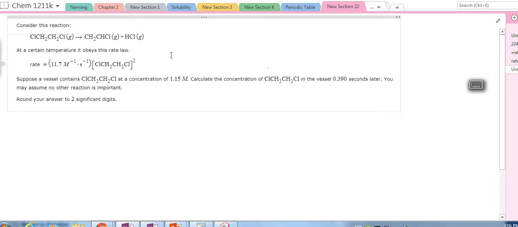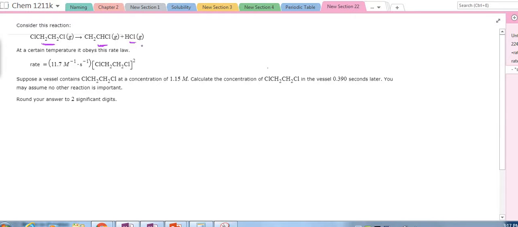Okay, we have another kinetics Alex problem, and this is just worded a little bit differently, but we should be able to tackle these no problem. It says, consider this reaction. We have this compound, which is then going to decompose into these two particular compounds.